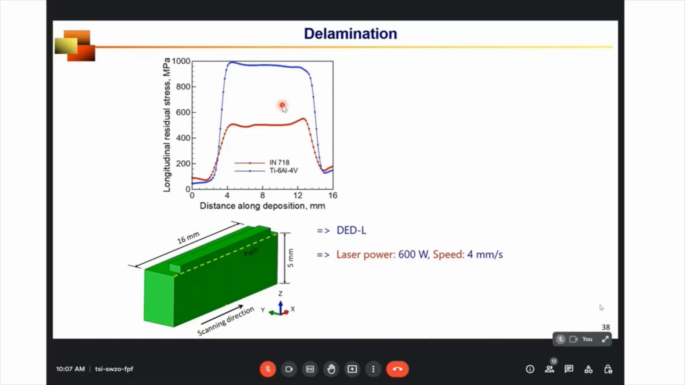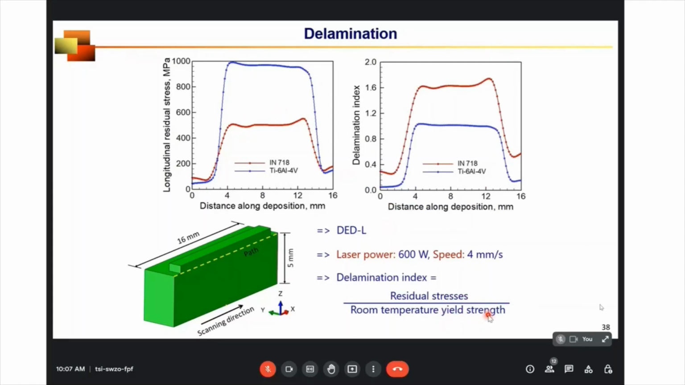But delamination is not only dependent on the absolute value of the residual stress. It also depends on the yield strength, particularly the room temperature value of the yield strength, because this is the strength of the material that will prevent the separation of the component from the substrate, or prevent the delamination. So if you take the absolute value of residual stress and divide it by the room temperature yield strength, that is the index you are looking at. A higher value of the index means a higher chance of delamination.